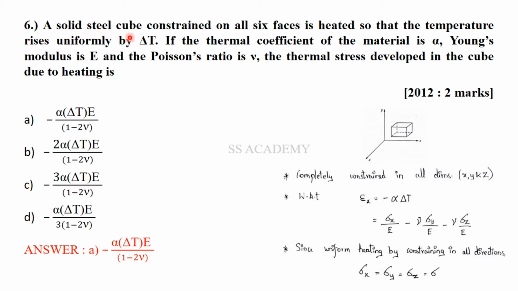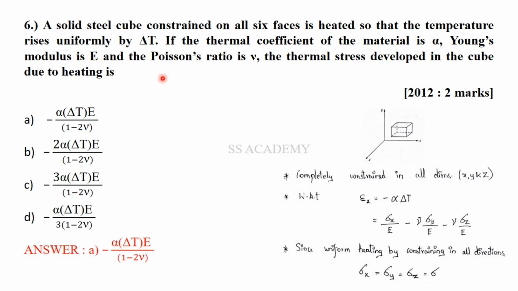A solid steel cube constrained on all six faces is heated so that the temperature rises uniformly by delta T. If the thermal coefficient of the material is alpha, Young's modulus is E, and the Poisson's ratio is nu, the thermal stress developed in the cube due to heating is. They have asked the thermal stress due to heating. It is a 2012 GATE 2 mark question.